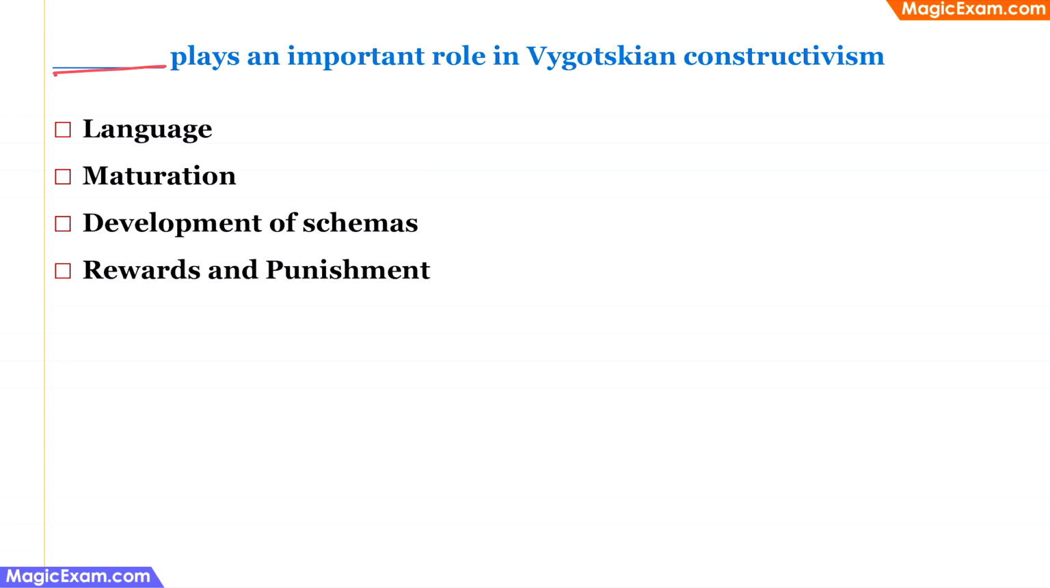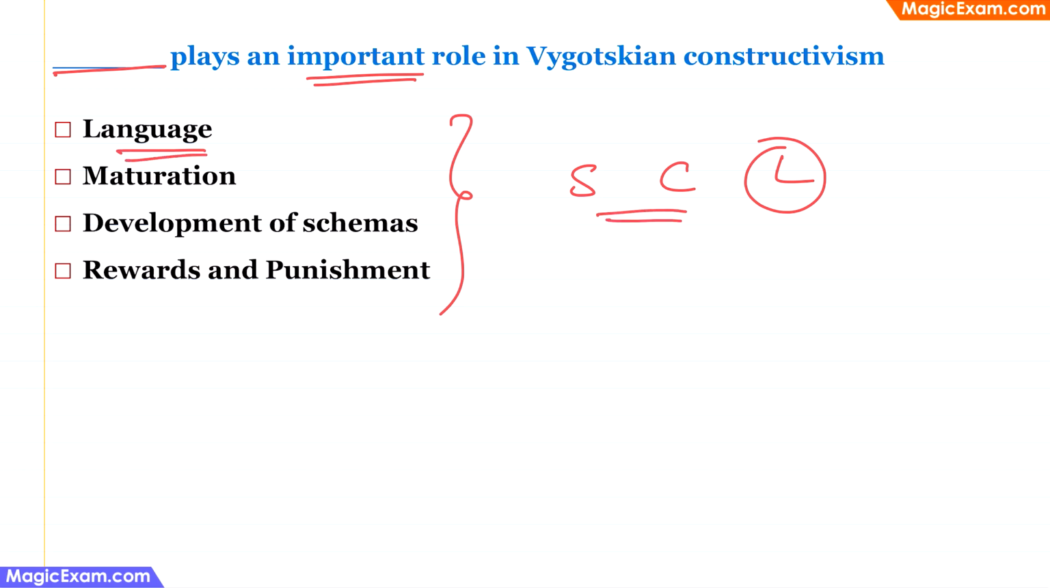Dash plays an important role in Vygotskian Constructivism. As we discussed earlier, the 3 factors that play a very important role in Vygotskian Constructivist theory are society, that is social, then there is culture, then there is language. So if you look at all the options, language is directly given here. The other 2 options are not present. Therefore, the correct answer has to be language. So language plays a very important role in Vygotskian Constructivism.